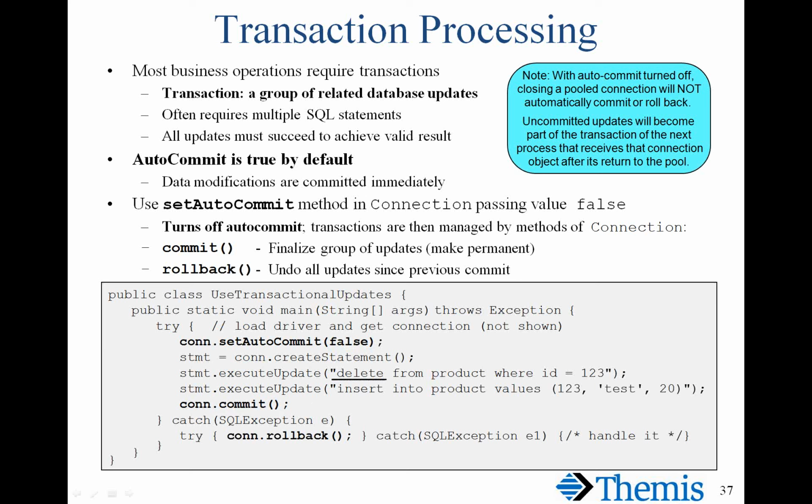In other words, if we want this delete and this insert to be part of a single transaction, then we would turn off the auto commit and commit when it succeeds, and if something goes wrong, then roll back instead.